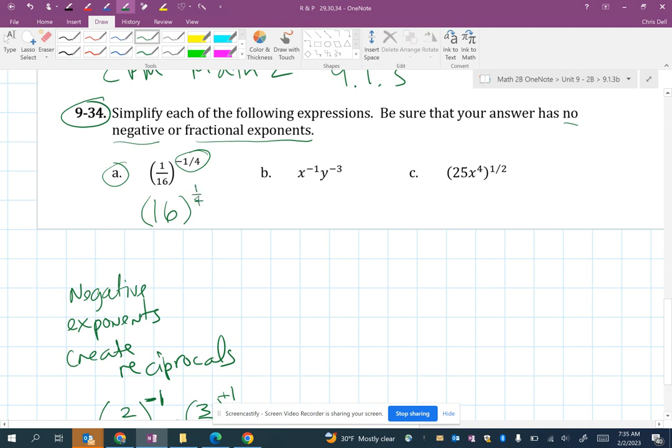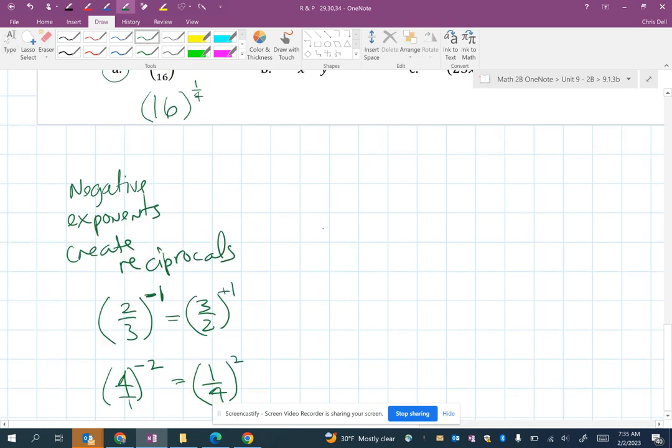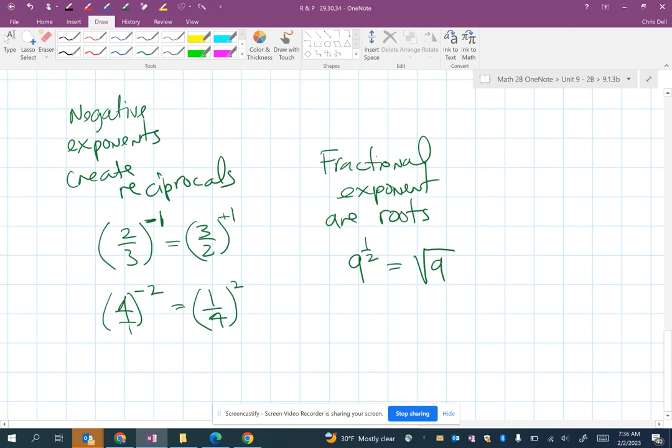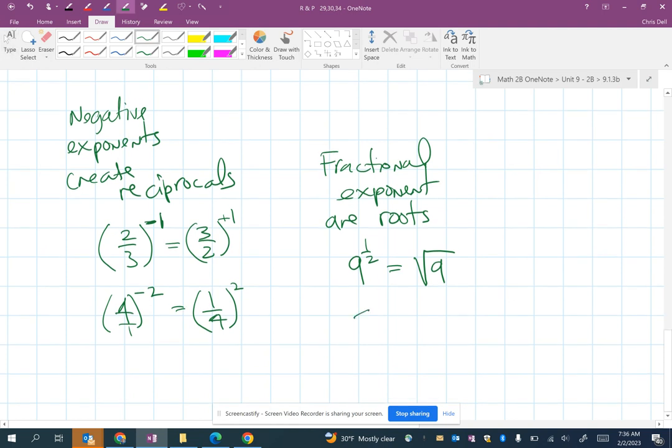Okay. Now we've got to determine what that 1/4 means. Well, a little other note here. Fractional exponents are roots, right? So meaning square roots. So if I said 9 to the 1/2, that's the same thing as the square root of 9. If I said 8 to the 1/3, 8 to the 1/3 is the same thing as the cube root of 8, right? Square root, remember, you don't normally put the little 2 there, but that is implied. It's a square root if there's no number there.